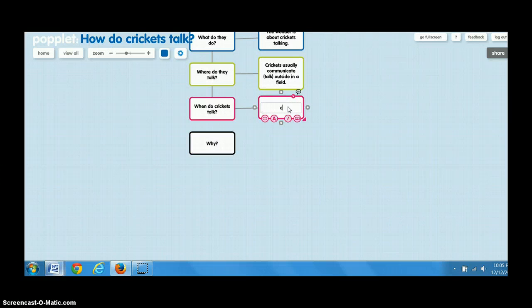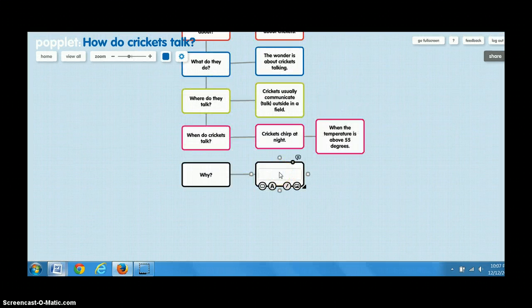When do crickets talk? Crickets chirp at night. Oh, you know what? Let's add another detail to that. When the temperature is above 55 degrees. Why do crickets talk? Crickets chirp to attract the girls and keep the boys away.